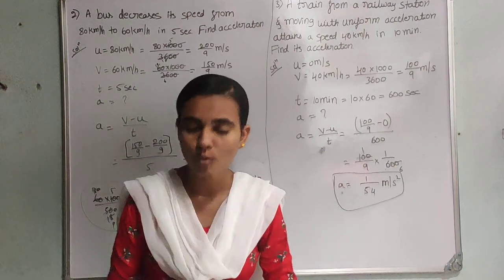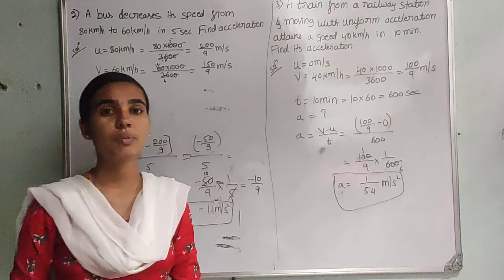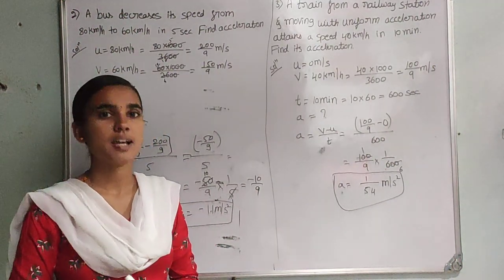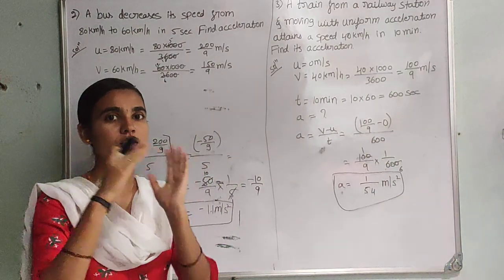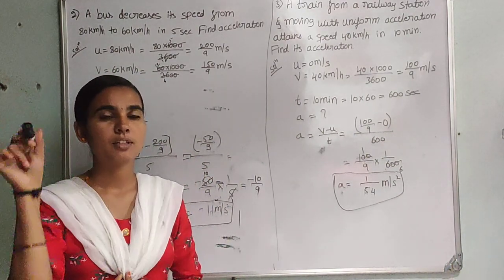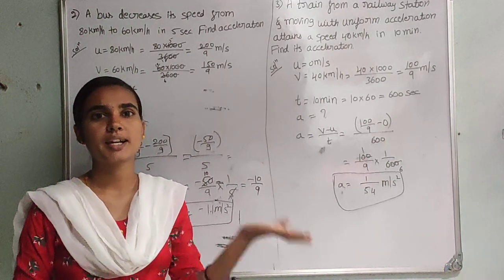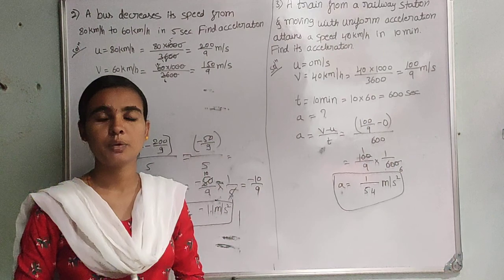Dear students, I hope you all understood these two problems by converting kilometer per hour to meter per second. So just convert, how to convert kilometer per hour to meter per second: multiply by 1000 divided by 3600. With the given value you can convert the kilometer per hour into meter per second.